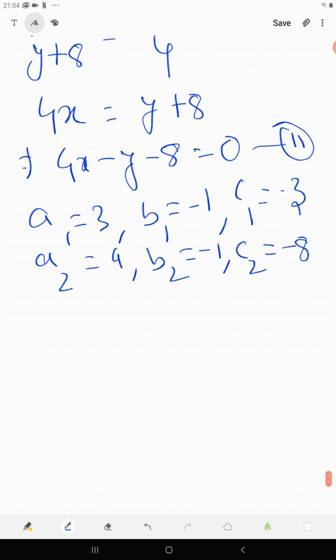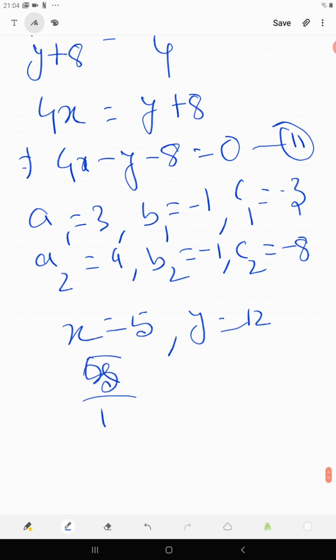Now you need to apply the formula. After applying the formula you should get x as 5 and y as 12. So the fraction will be 5 by 12, since it is telling you to find the fraction. So you need to write the answer as fraction equals 5 by 12. Okay, so this is our second problem.